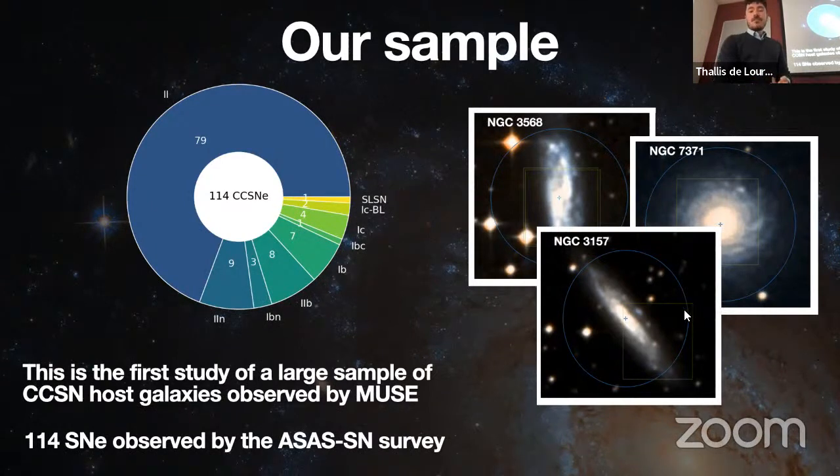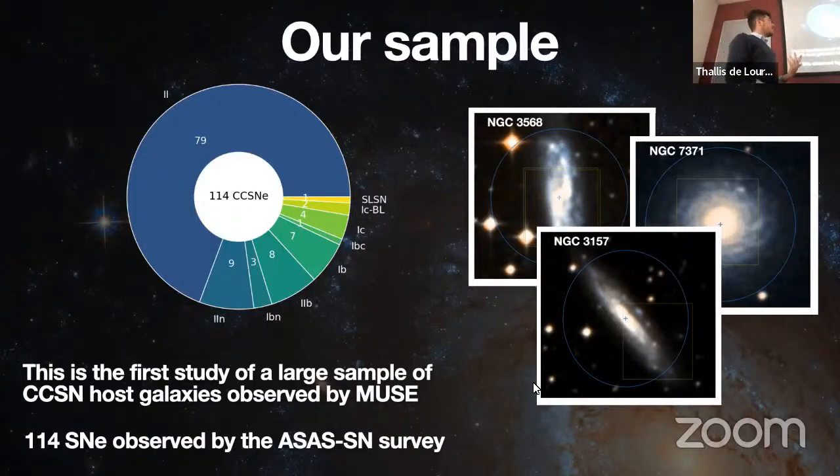Here on the right, I'm showing an example of 3 galaxies that were observed, and this yellow square is showing the MUSE pointing in this galaxy. So this is 1 arc minute by 1 arc minute in each galaxy.